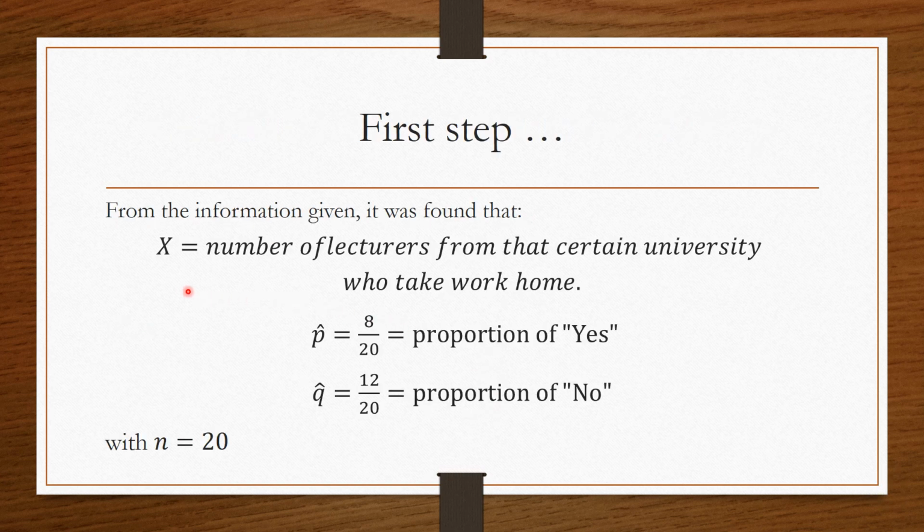In the first step, we need to know what is our X. X is the number of lecturers from that certain university who take work home. So it is a discrete random variable, right? It means that we can find the proportion or the number of lecturers who say yes.